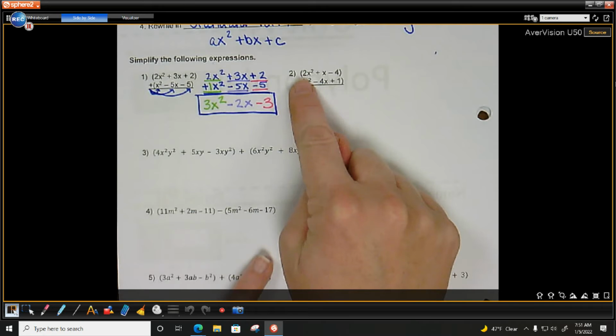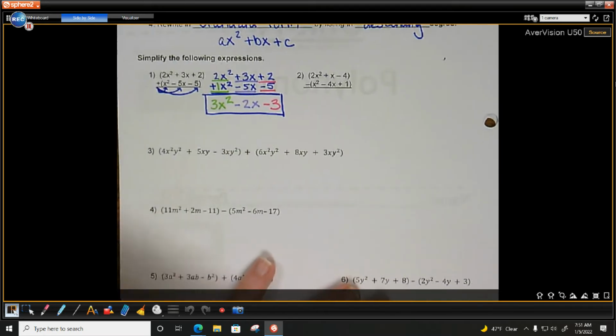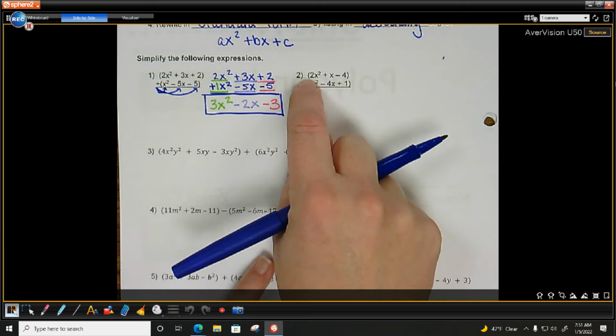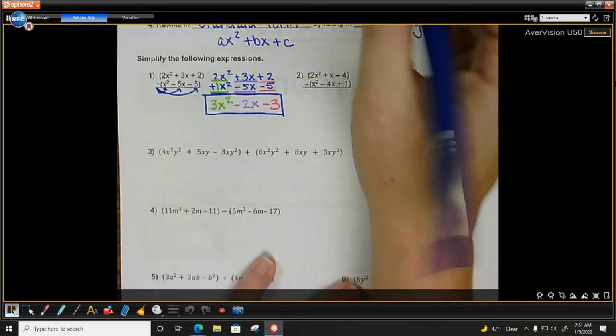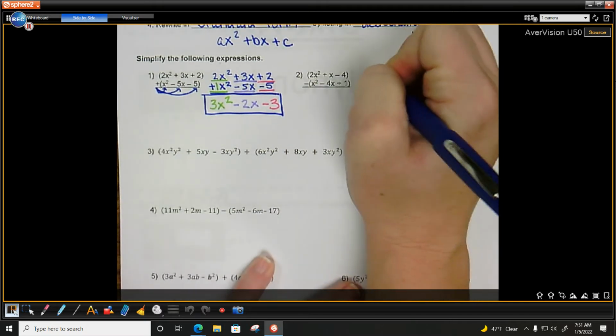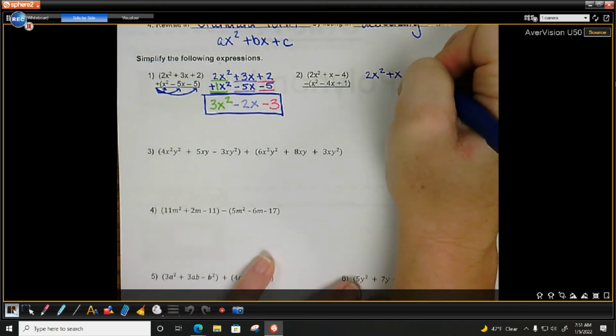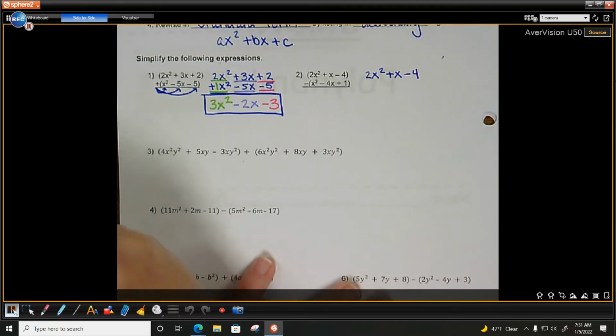Okay, next one. Is there anything in front of the parentheses to distribute on my top polynomial? No, so just rewrite it without the parentheses. 2x squared plus x minus 4. When you distribute a negative or a minus, what does that do? Changes all the signs to the opposite. A negative or a minus means the opposite.